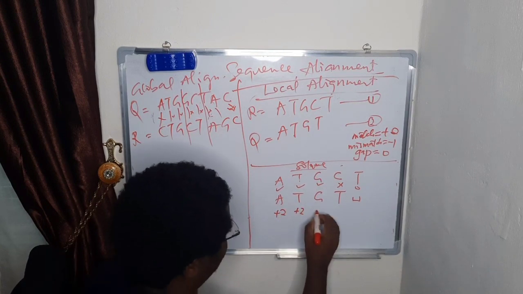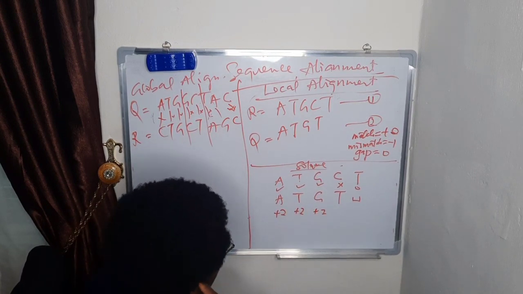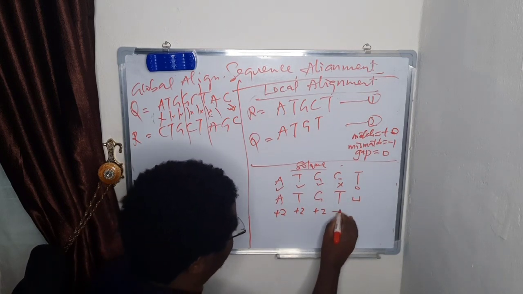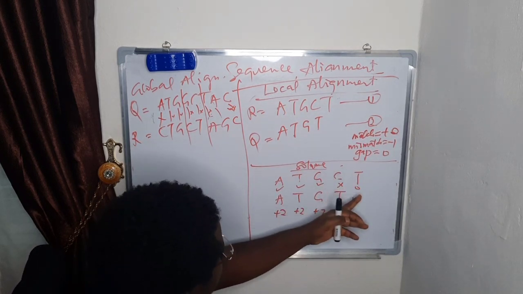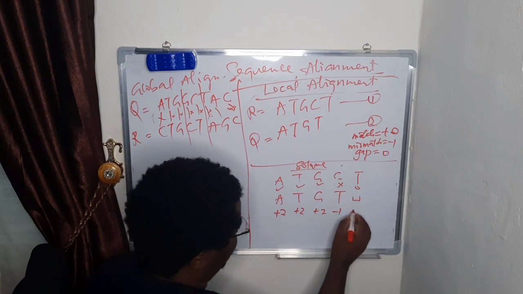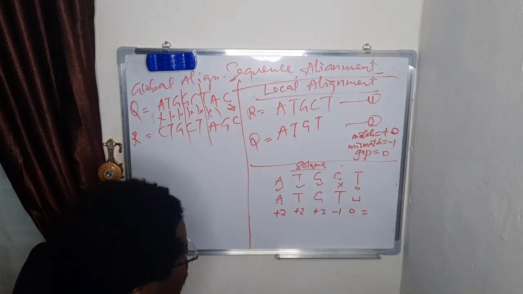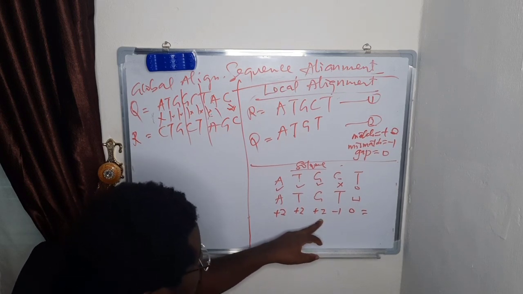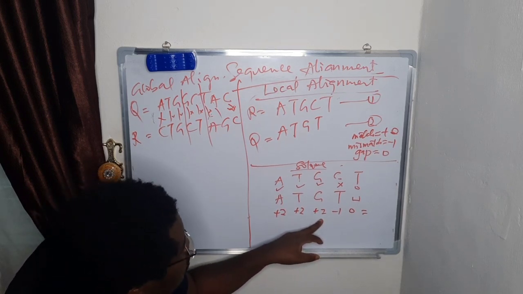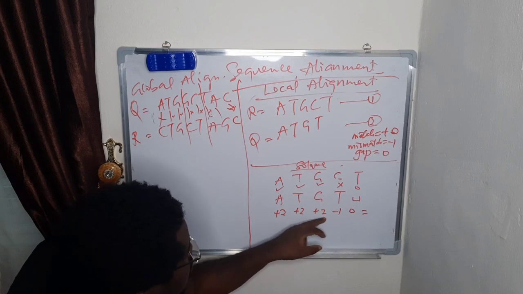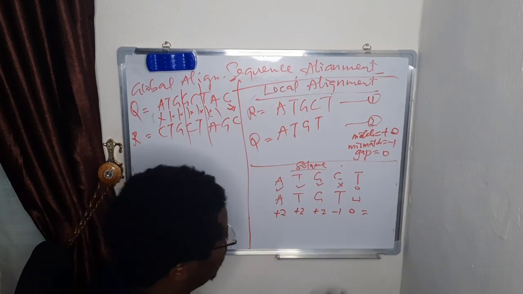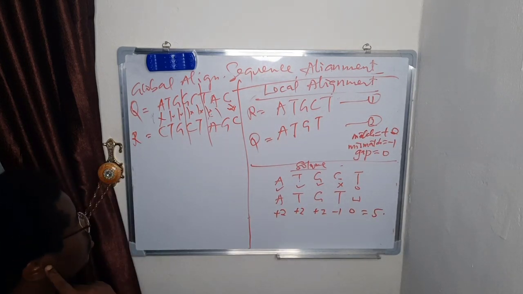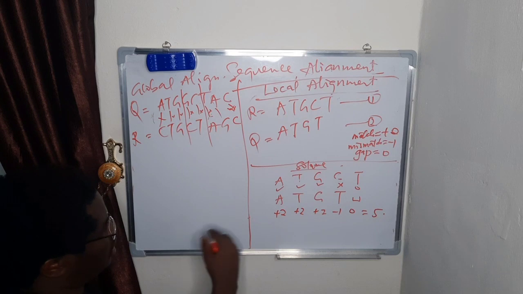G and G is a match, you have 2. C and T is a mismatch, you have -1. Then if there's a gap, you have 0. So if I add all of them together, what do I get? 2 + 2 is 4. 4 + 2 is 6. 6 - 1 is 5. We have 5. Okay. Now we want to see if we get another type of match.